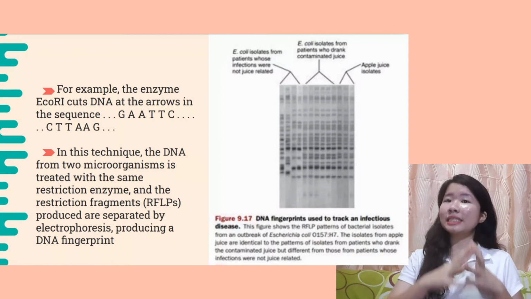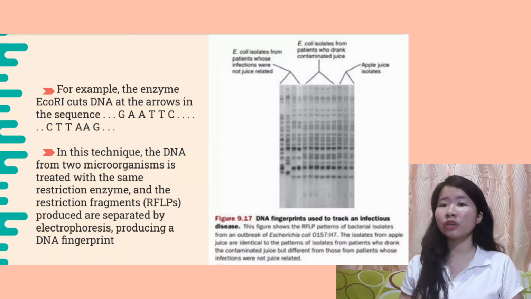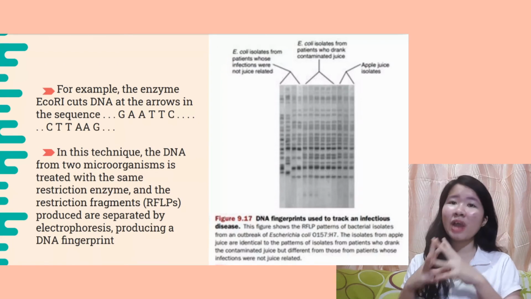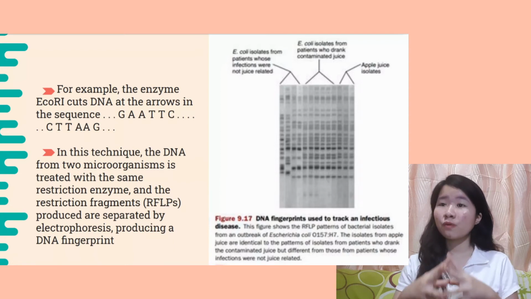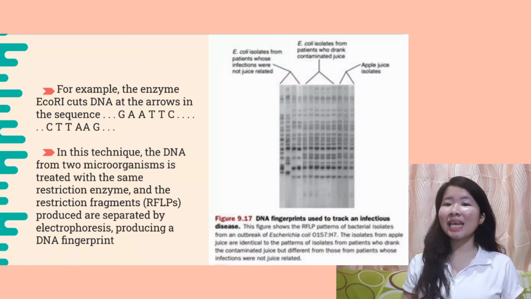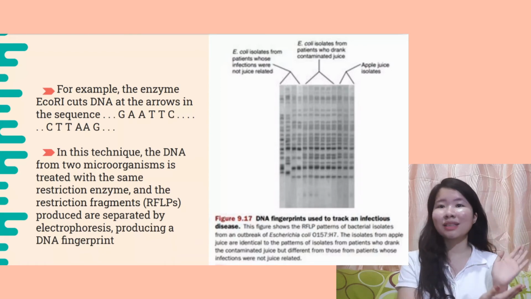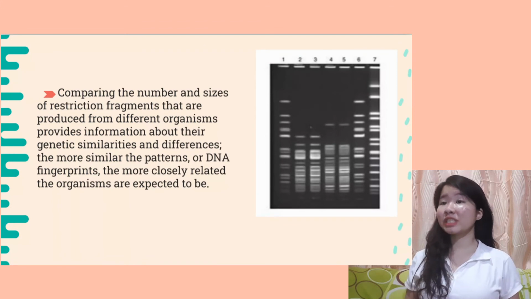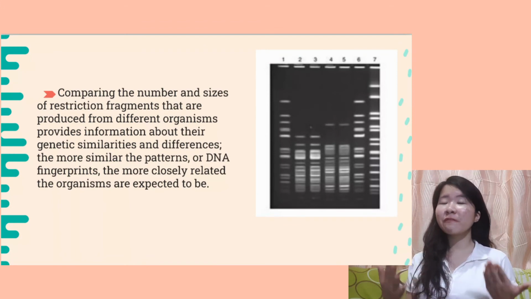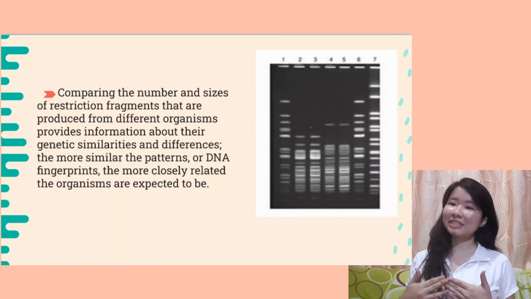CTTAAG. In this technique, the DNA from two microorganisms is treated with the same restriction enzyme, and the restriction fragments, or RFLPs, produced are separated by electrophoresis, producing a DNA fingerprint which can be shown on the image. That is what it looks like. The image shows that comparing the number and sizes of restriction fragments that are produced from different organisms provides information about their genetic similarities and differences.